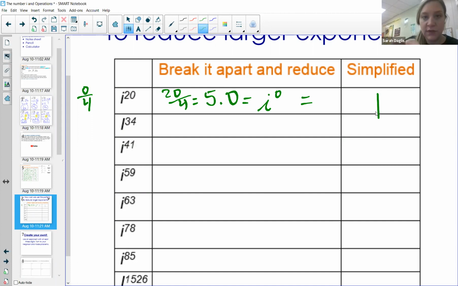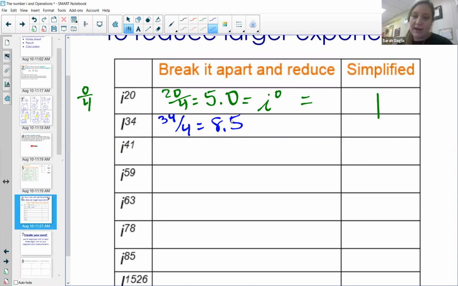Okay. Let's see what happens when I divide by 34, excuse me. So I'm going to change my color. If I take 34, I'm going to divide that by 4. What do we get? 8.5, I think. It's too early to think. I'm pretty sure it's 8.5. But I'm going to make sure I'm right. I am right. It is 8.5.